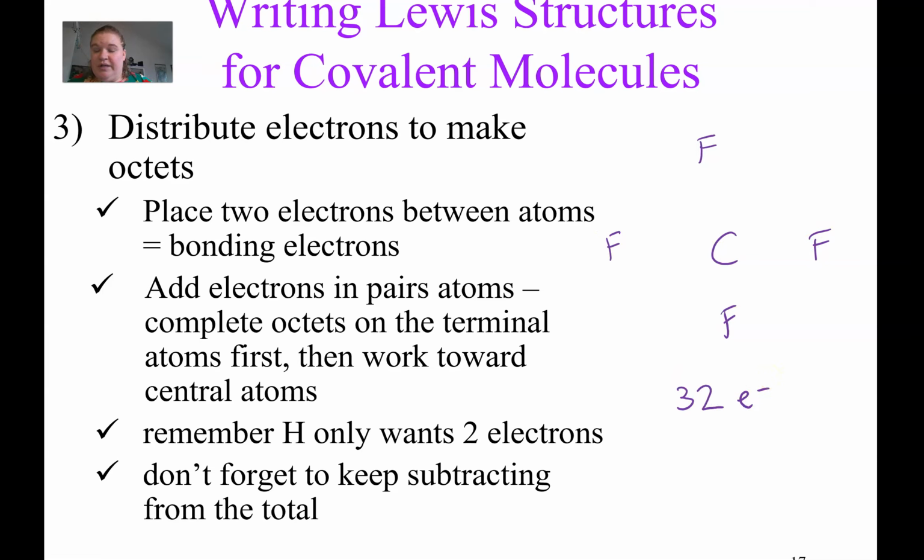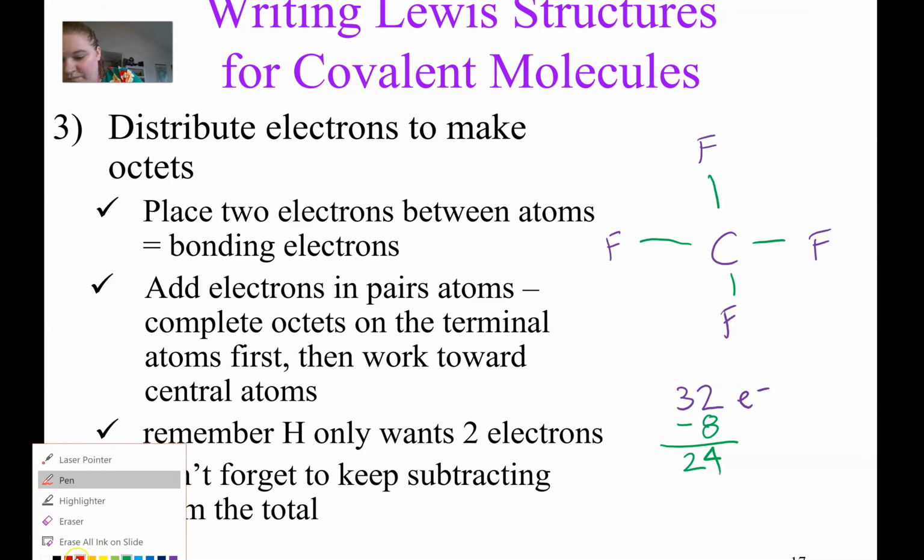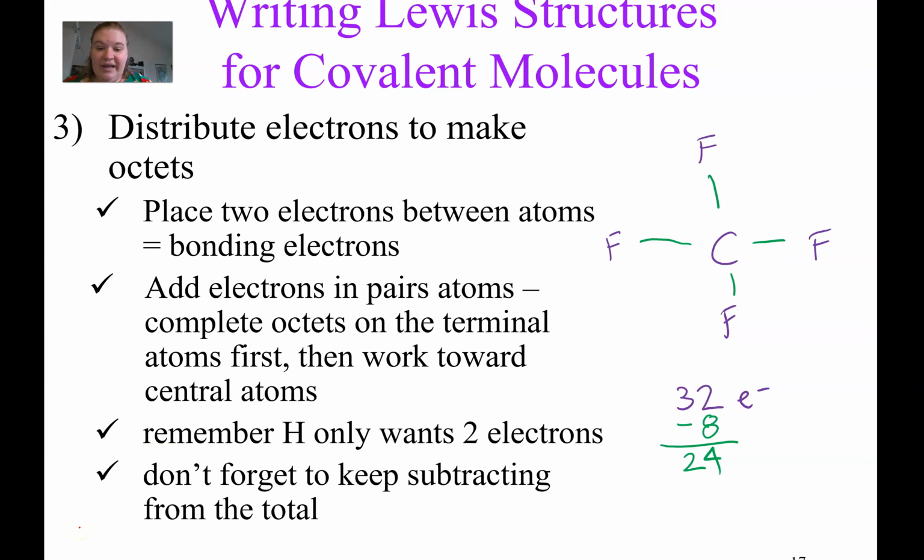Now we're going to use those 32 electrons. We're going to start by placing two electrons between our atoms. I'm going to switch color so it stands out a little bit. As I do this, I need to subtract the electrons that I used. So I just used 2, 4, 6, 8. That means I have 24 electrons left. We're going to add electrons in pairs, and we're going to start with the terminal atoms and then go to the central atom if we have electrons left over.